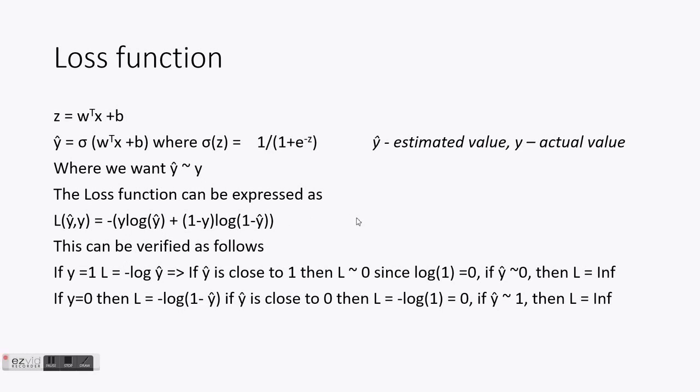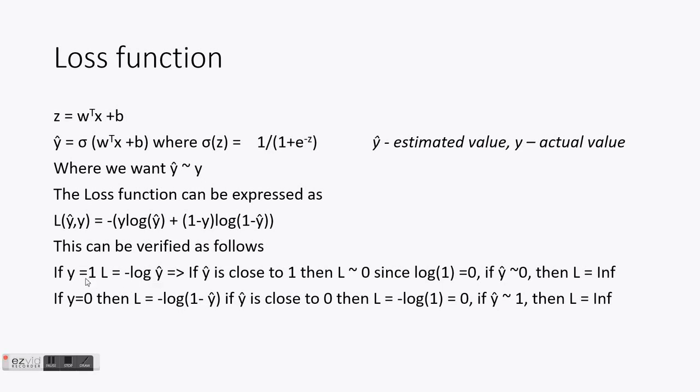Now let us see why this log loss actually works. If y is equal to 1 in this equation, we can see the second term becomes 0. So we will be left with L is equal to minus 1 into log of y hat. Now if y hat is very close to 1, then this loss is essentially 0, because we are taking the log of 1, which we know is 0. And alternatively, if y hat, instead of being close to 1, was close to 0, then the log of 0 would be equal to infinity.